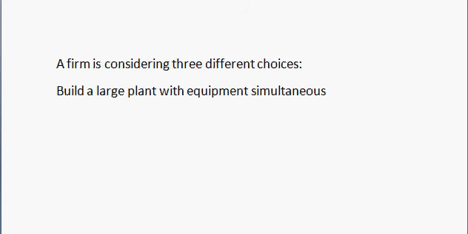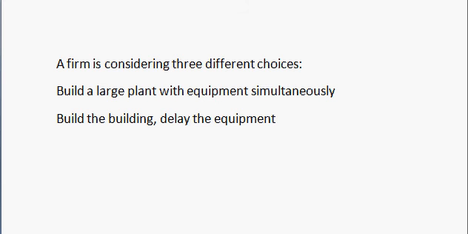Those choices are: one, to build a large plant with the equipment simultaneously. The second is to build the building and then delay the equipment. And the third is to do nothing.